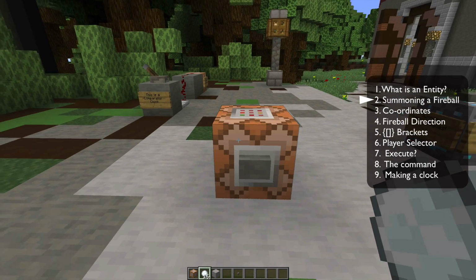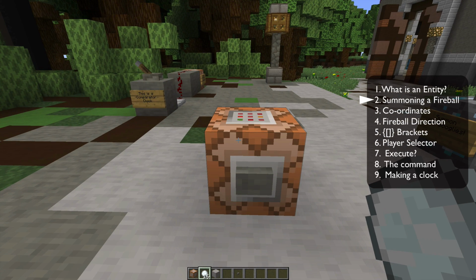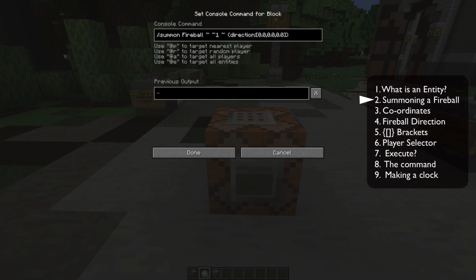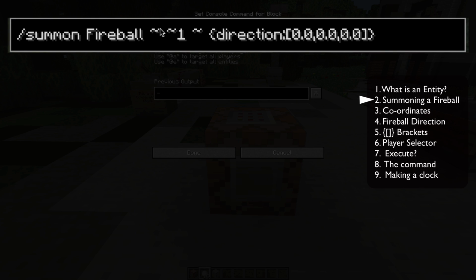So first off, let's have a look at how to actually summon a fireball into the world. Okay, so here is the command for it. Summon a fireball. Now you'll see these little squiggly lines. Those are actually the coordinates of where you want the fireball to be summoned. So it's the X coordinate, the Y coordinate, and the Z coordinate.